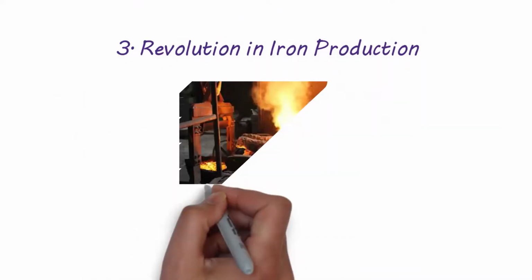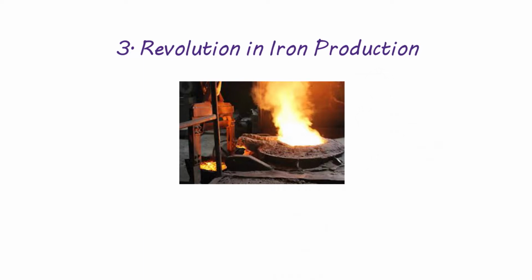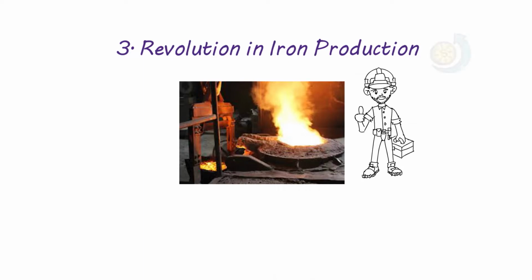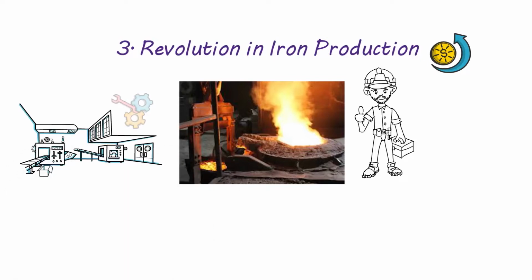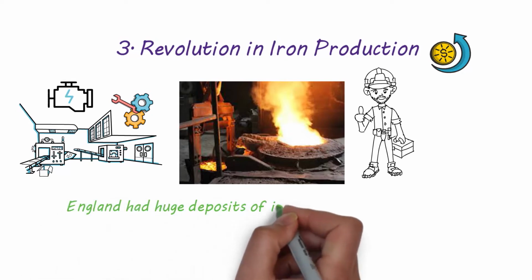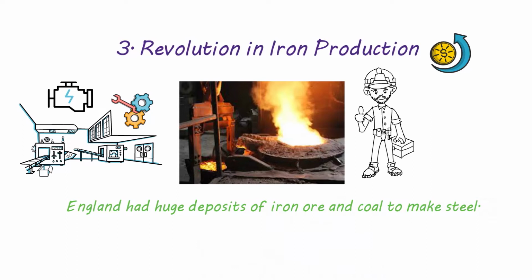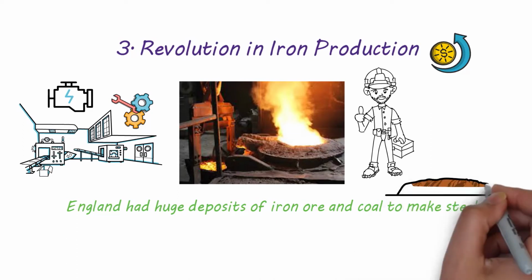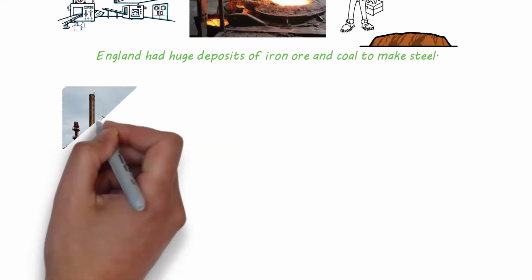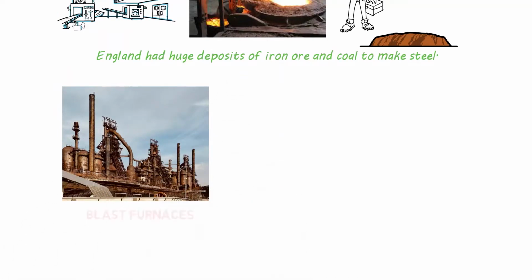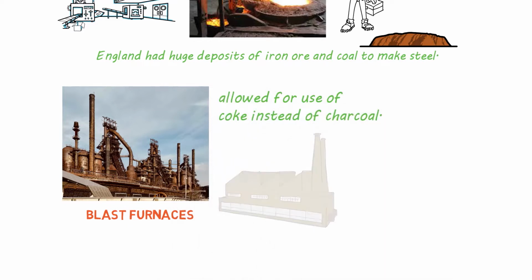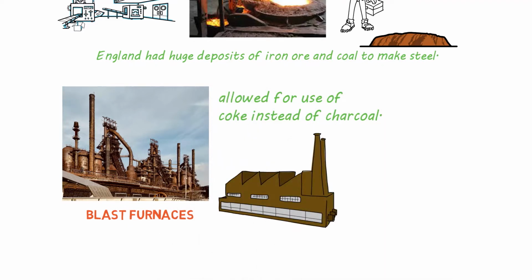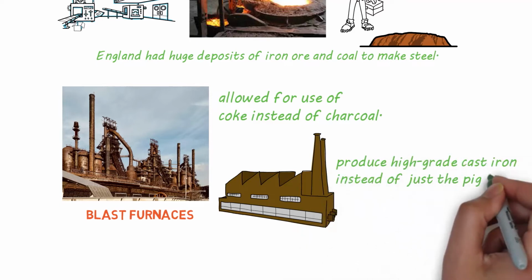Another revolution was in iron production, which ultimately led to increased and cheaper mechanization of all industrial processes. The steam power had led to demand for more machinery, and England had huge deposits of iron ore and coal to make steel. But where England lacked was in the cheaper mode of processing raw iron. This problem was resolved by the development of blast furnaces, which allowed for use of coke instead of charcoal. This allowed the British steel industry to produce high-grade cast iron instead of just the pig iron.